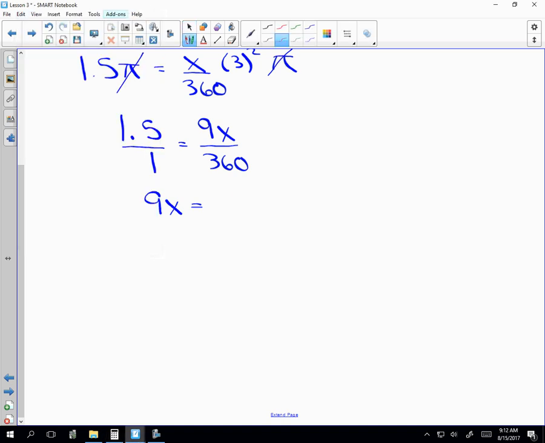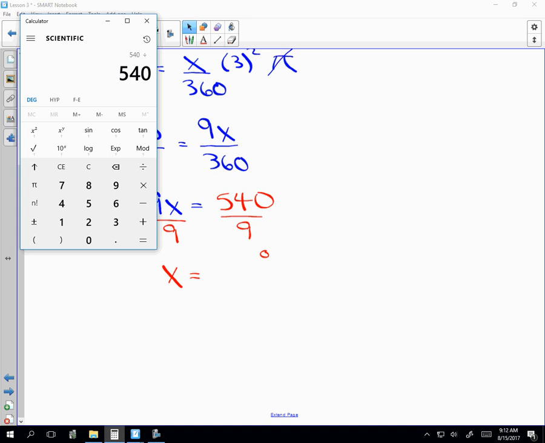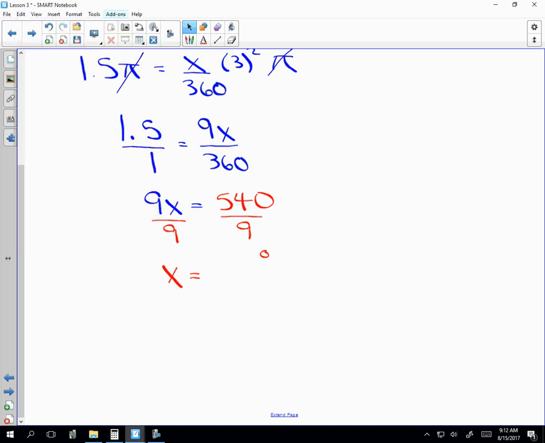So 9x equals 540, and then we divide both sides by 9. And remember, the answer here is actually going to be degrees because we're finding a degree measure. So we have 540 divided by 9, and that gives us a 60-degree angle.